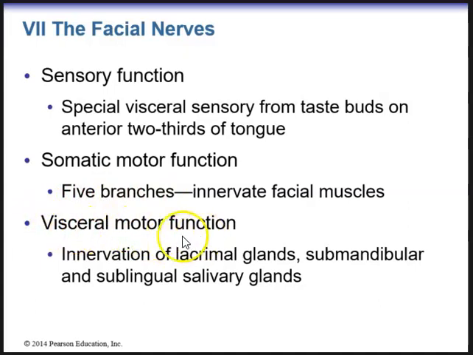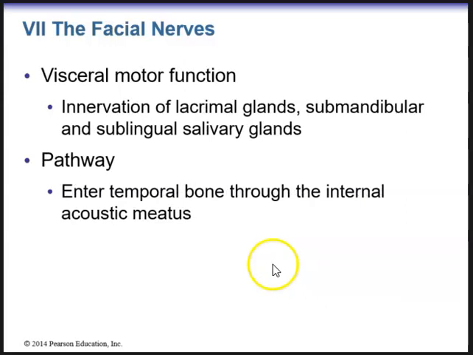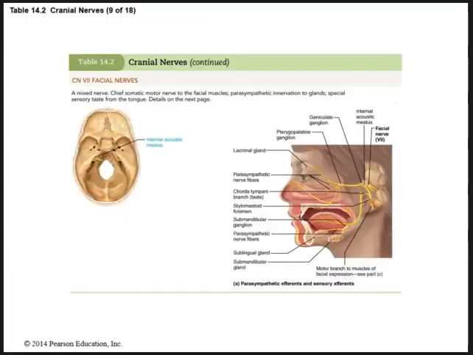The visceral motor function includes innervation of our lacrimal glands, and our submandibular and sublingual salivary glands, so it helps with salivary gland secretion of saliva. The pathway enters the temporal bone through the internal acoustic meatus. And then here is the facial nerve.